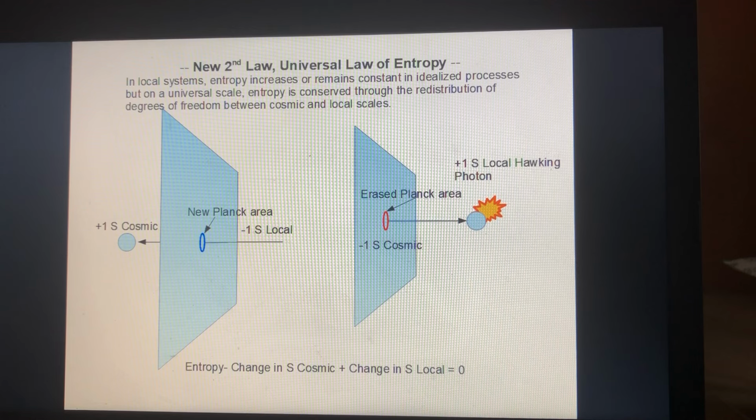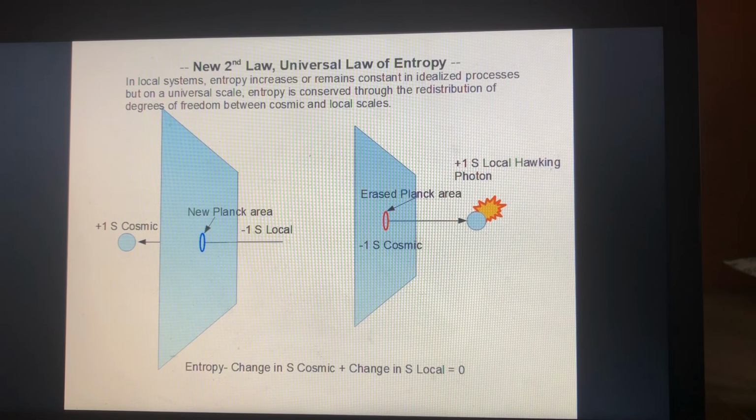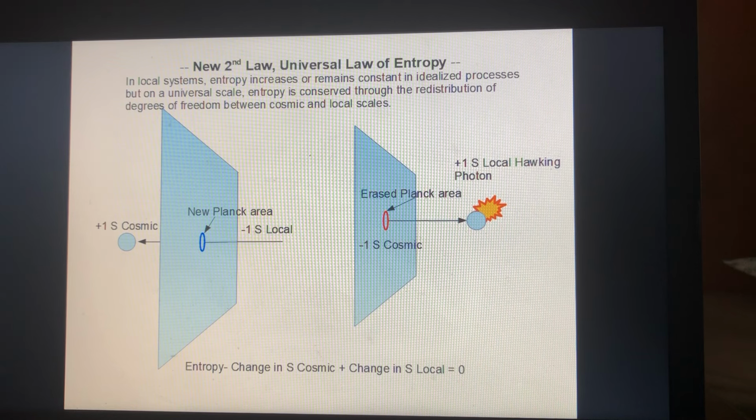What I've discovered is it appears like there might be a new second law, a universal law of entropy. In local systems, entropy increases or remains constant in idealized processes, but on a universal scale, entropy is conserved through the redistribution of degrees of freedom between cosmic and local scales.